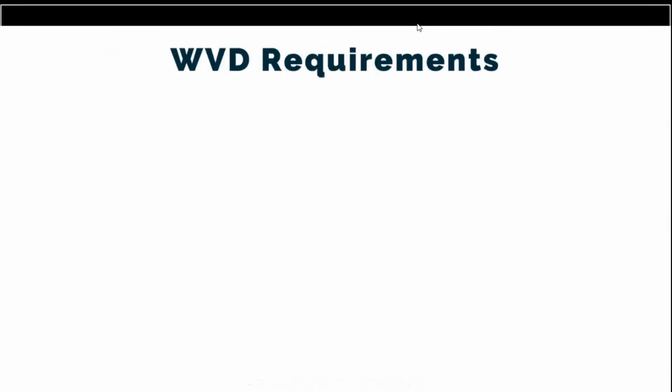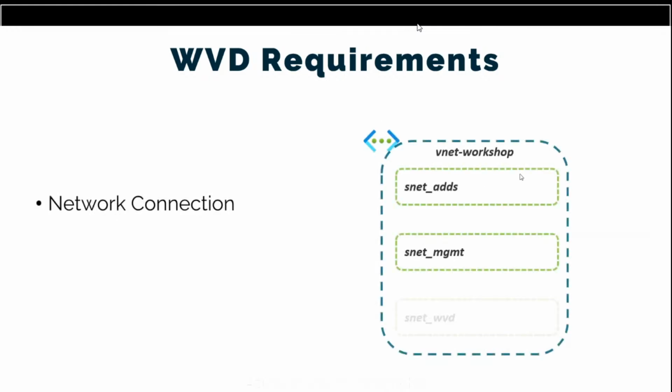So let's talk about the requirements. We went through the WVD core components, so now we need to talk about the requirements. For a simple deployment like the one we are going to proceed with today, we need two things. First is the network connection. We need to deploy the virtual network, in fact, because without that, we will not be able to configure the DNS servers. We will not be able to get IP addresses and other things. So today I will use my VNet where I have 3 subnets.